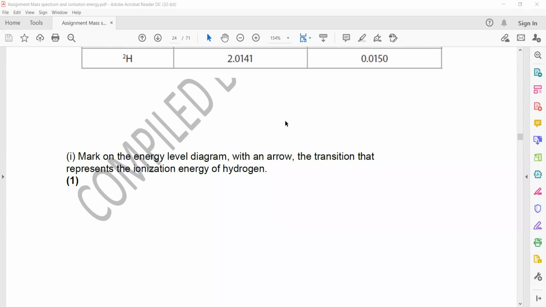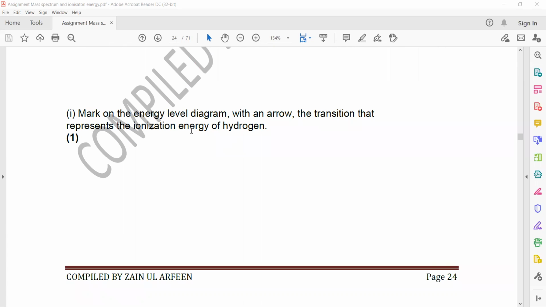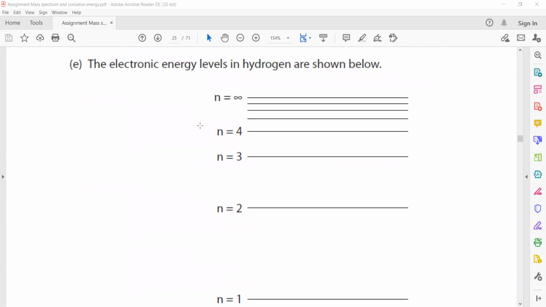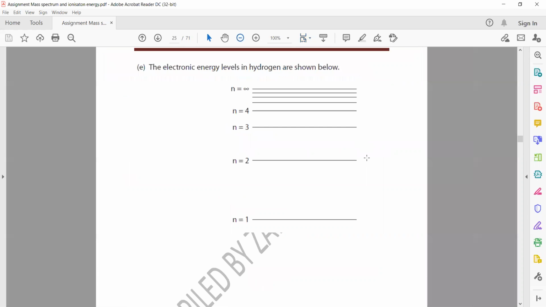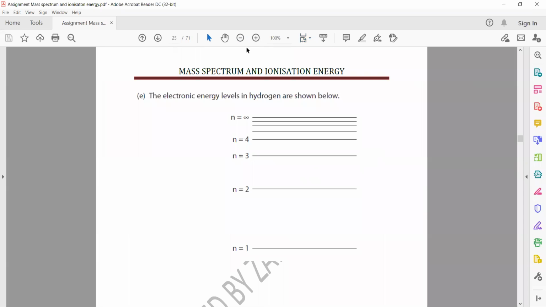Mark on the energy level diagram with an arrow the transition that represents the ionization of hydrogen. The term ionization here refers to when an electron is removed from the atom. We call that ionization. So for hydrogen, the electron is in the first shell and we supply energy, so the electron is removed. Infinity means it's outside the atom. So that arrow is showing the ionization energy.